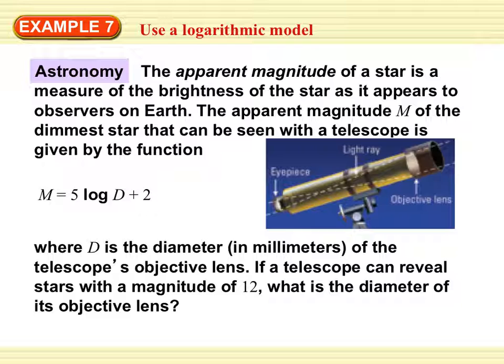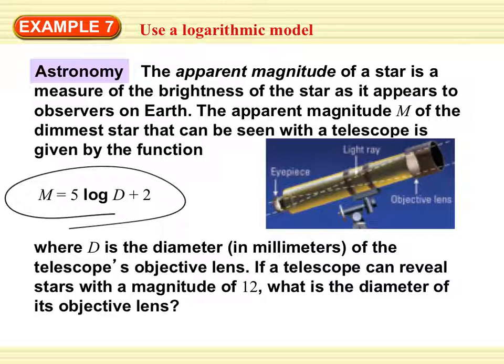All right, your favorite word problems. The apparent magnitude of a star is a measure of the brightness of the star as it appears to observers on Earth. The apparent magnitude m of the dimmest star that can be seen with a telescope is given by this function, where d is the diameter in millimeters of the telescope's objective lens. If a telescope can reveal stars with a magnitude of 12, what is the diameter of the objective lens?